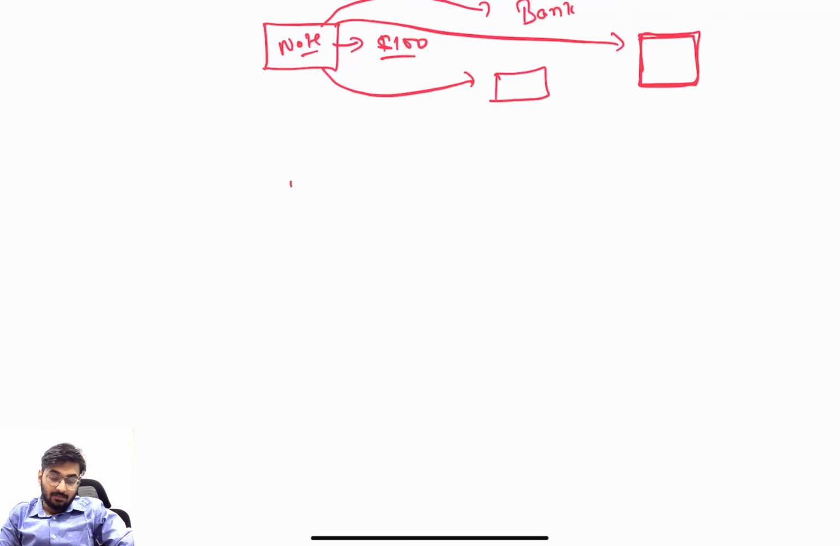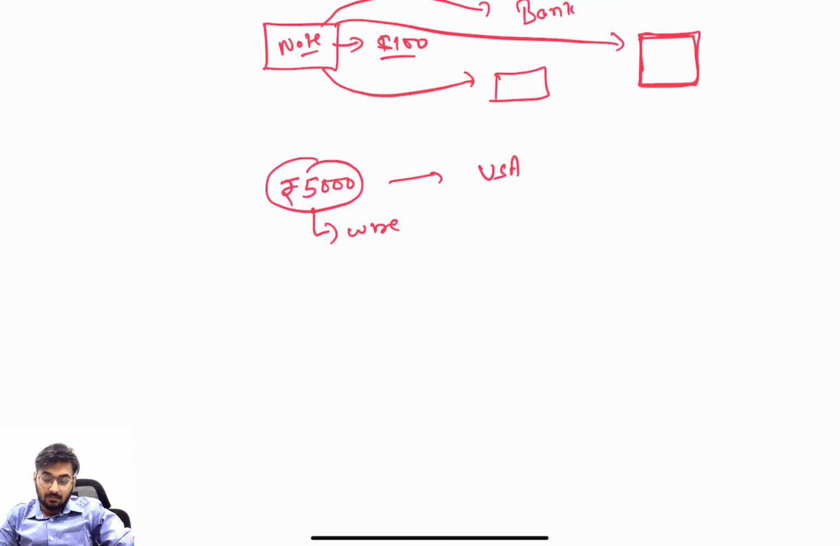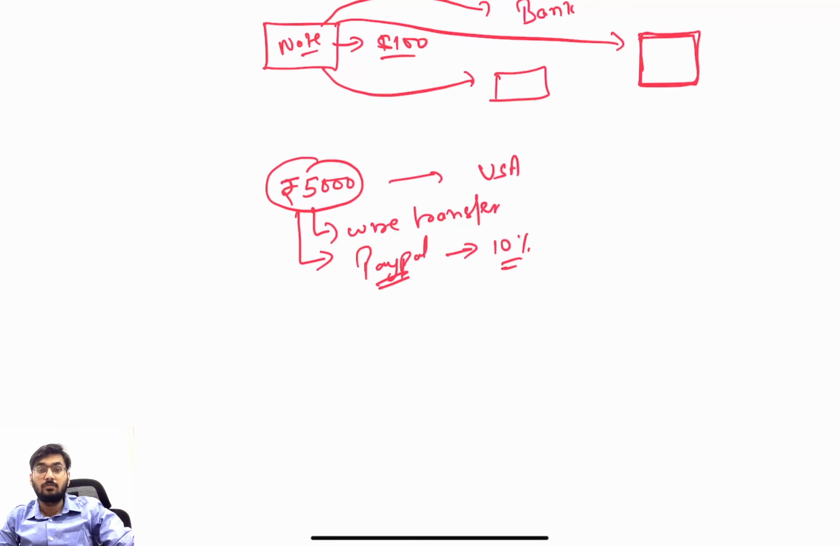Now let us assume I want to send 5,000 rupees to one of my friends in the US. How can I do that? Wire transfer via bank, or I have to take the help of third parties like PayPal, and they will charge me a hefty commission, say 10%, for transferring the amount from India to the US. Clear? So it's very costly.